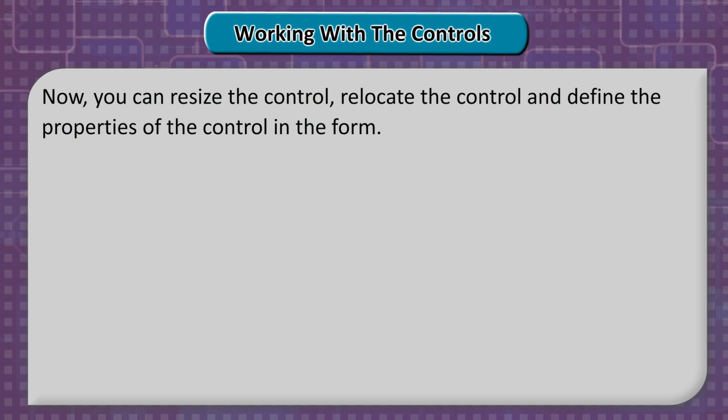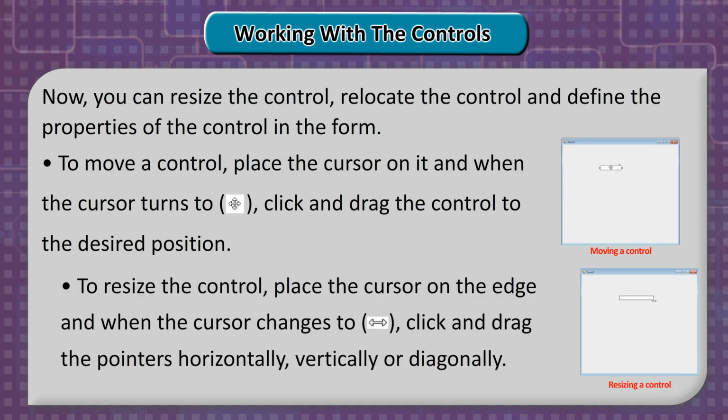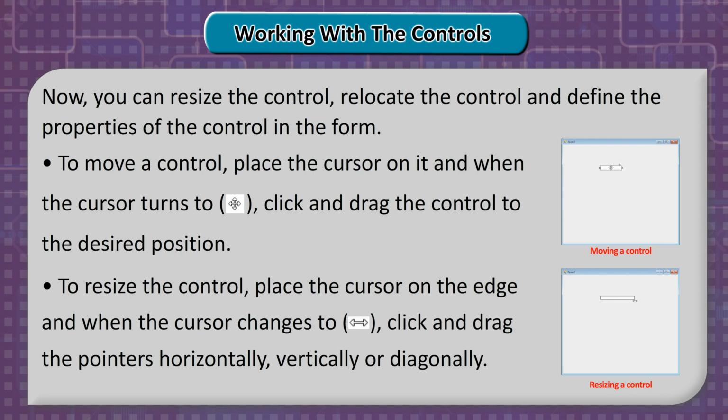Now, you can resize the control, relocate the control and define the properties of the control in the form. To move a control, place the cursor on it and when the cursor changes, click and drag the control to the desired position. To resize the control, place the cursor on the edge and when the cursor changes, click and drag the pointers horizontally, vertically or diagonally.